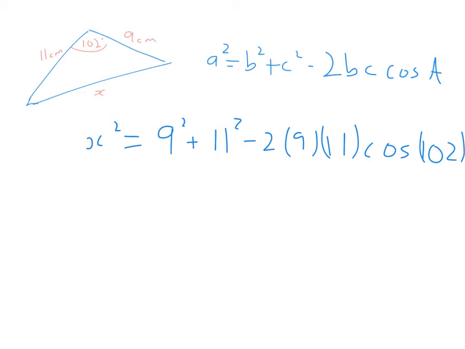Now we'll start solving that out. So x squared again is just an unknown. 9 squared is 81. 11 squared is 121. 2 times 9 times 11 is 198, and the minus there makes it minus 198. And then cos of 102 is minus 0.208.